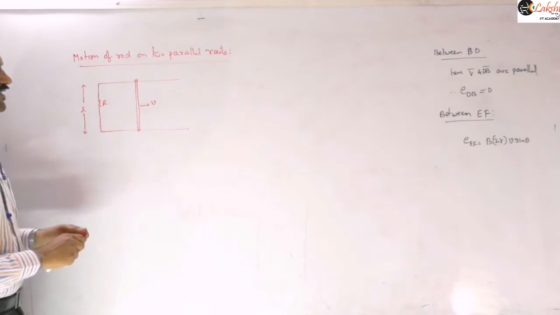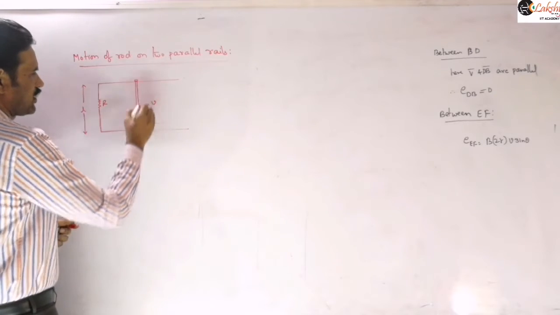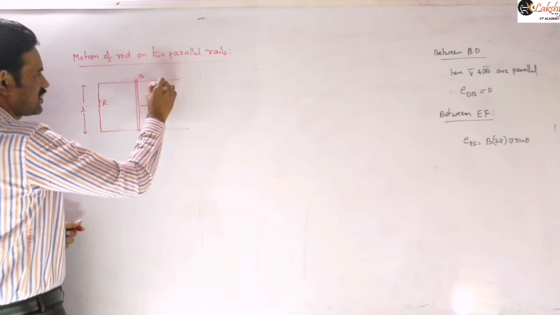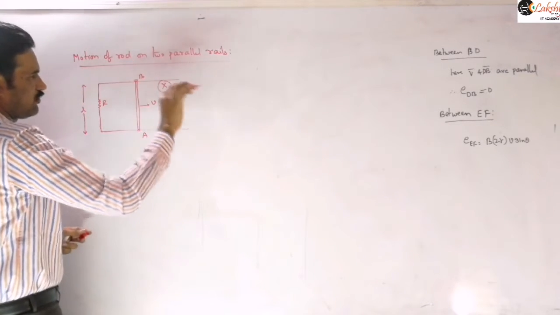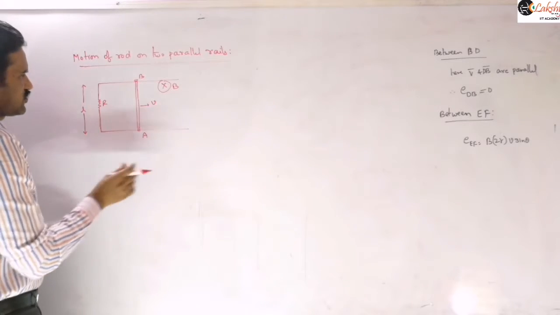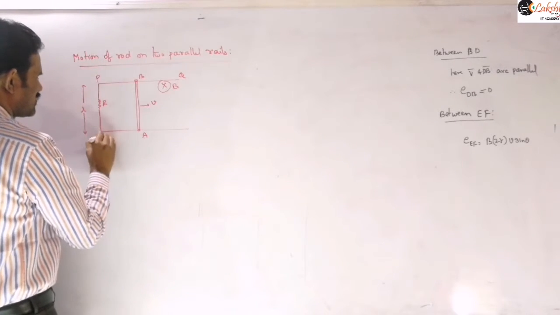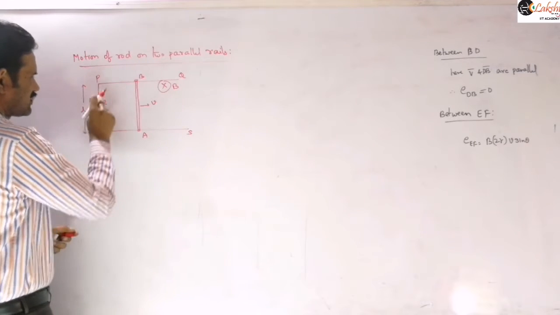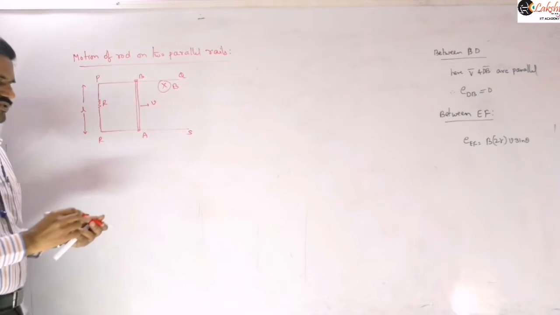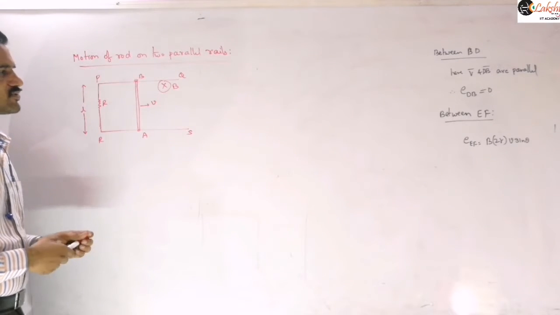Like suppose now what I am taking is, let us consider this is a rod AB, and throughout this region the magnetic field is there inwards, uniform magnetic field inwards. And then you may consider that this is PQ, one long rail, and this is RS, another rail here, and this capital R is the resistance of this wire.